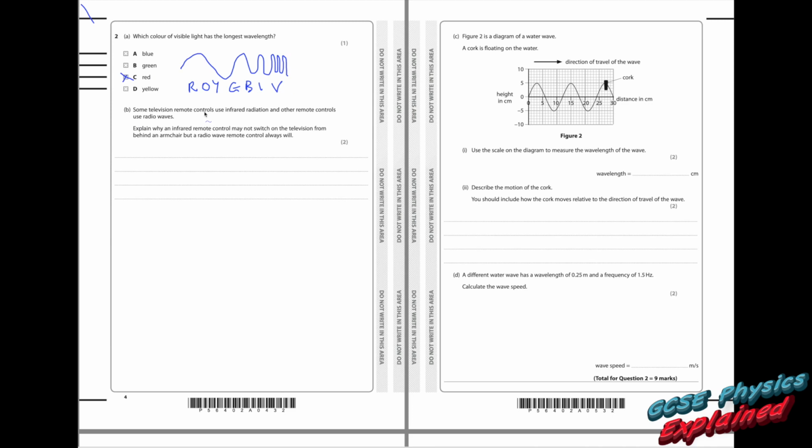2b. Some television remote controls use infrared radiation and other remote controls use radio waves. Explain why an infrared remote control may not switch on the television from behind an armchair, but a radio remote control always will. Well, radio waves have got a longer wavelength, which means they diffract more. So it'll diffract round the armchair more than what the infrared would.